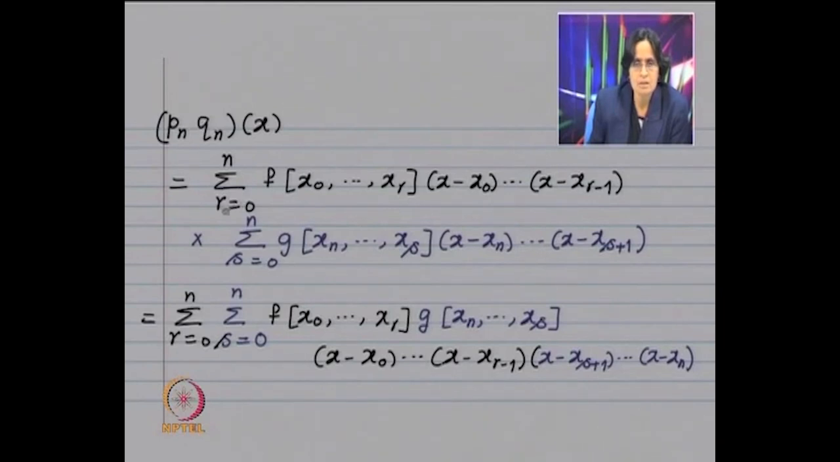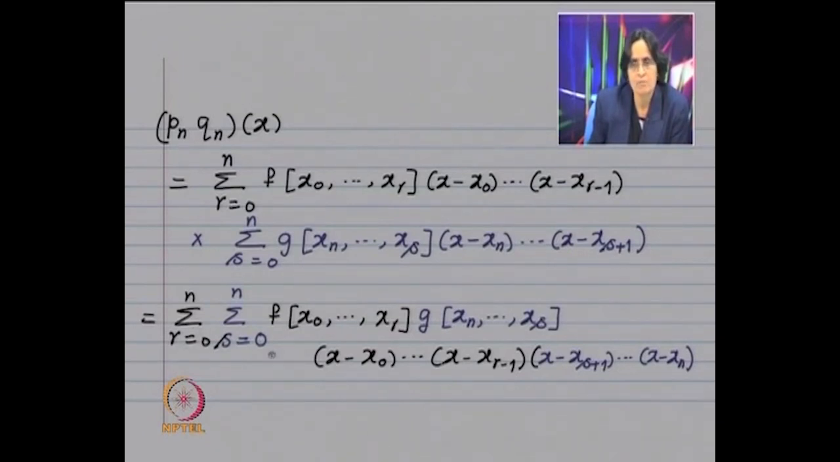So, this will be summation r goes from 0 to n, summation s going from 0 to n, f of x 0, x 1, x r, g of x n, x n minus 1, x s multiplied by x minus x 0, x minus x r minus 1 and then x minus x s plus 1 up to x minus x n.